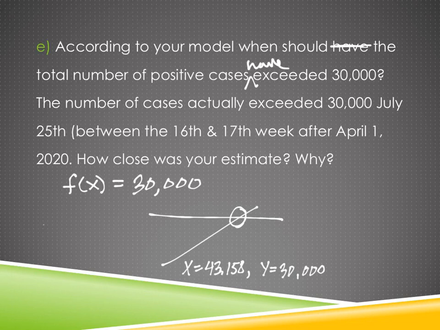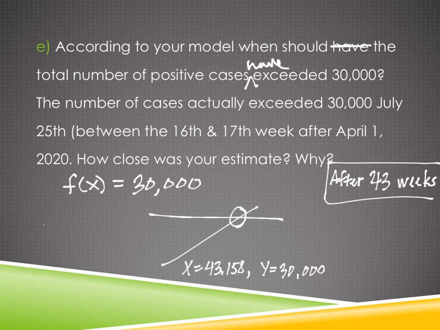So it says, when, according to your model, the answer is after 43 weeks, we just use our regular rounding, after 43 weeks, that's our answer. It says the actual number of cases exceeded it on July 25th, which was between 16 and 17 weeks after April 1st. How close was our estimate?